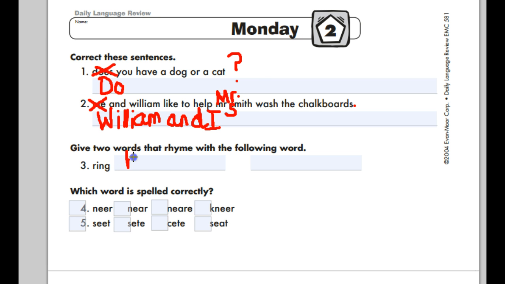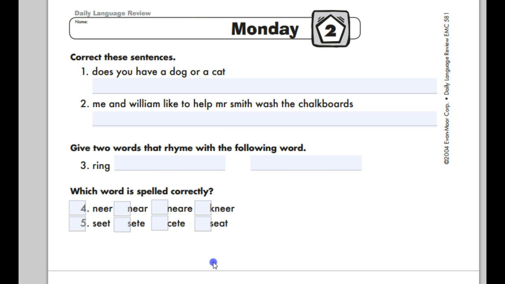Give two words that rhyme with the following word. Ring. You could have bring, you could have sing, you could have thing, ding. Anything that ends in "ing" pretty much is going to rhyme. Which word is spelled correctly? We're looking for "near." This is the near that is correct. And "seat." This is the correct one for "please take a seat."